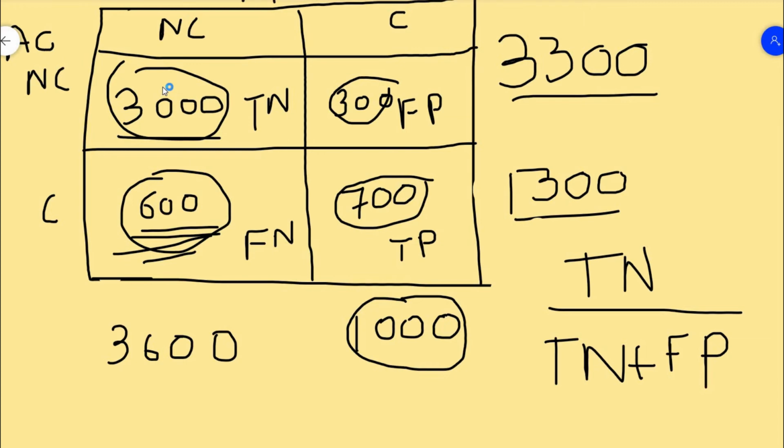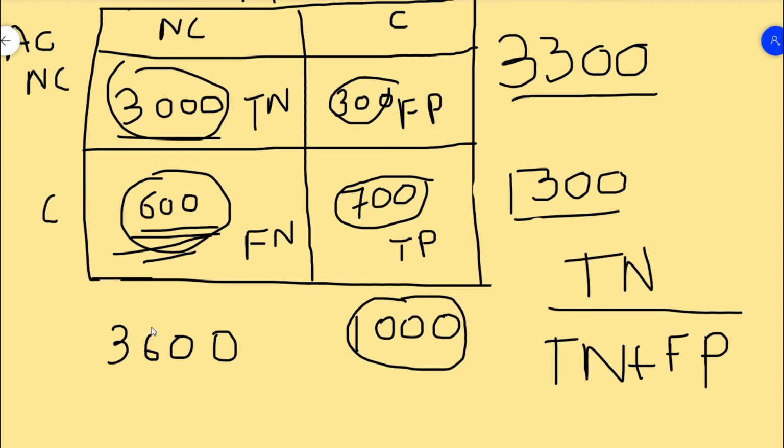So in short, specificity provides the percent or proportion of zeros correctly classified. We can see this, right? TN is the proportion of zeros correctly classified by our classifier, and the total here is 3300. So with this, let's now move into the next one.